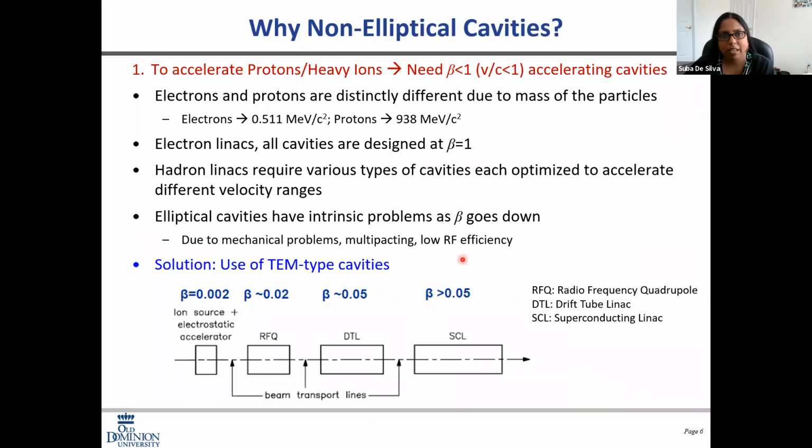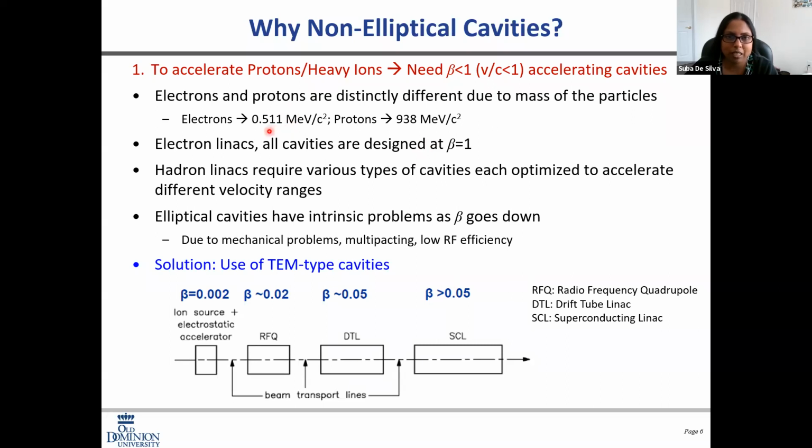So let's first look at why we need these non-elliptical cavities. For electron linacs, the cavities are designed at beta equals 1 because the mass is so small that the time it takes to get to beta 1 is so small.